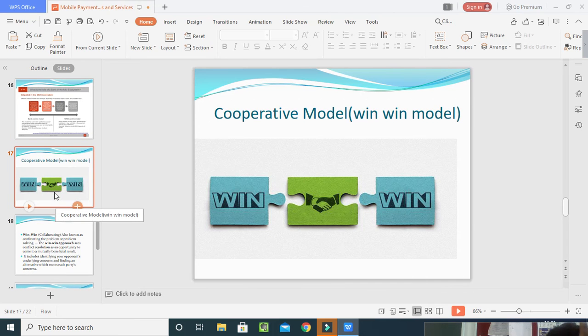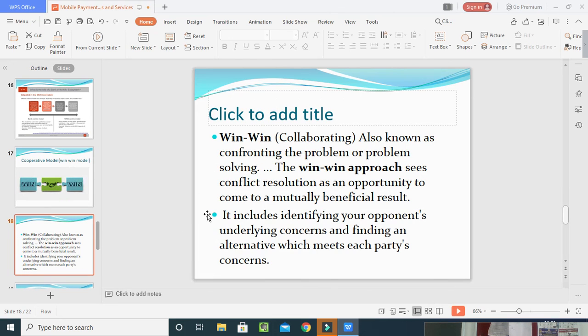Next one, the last one, is the cooperative model. Cooperative model means a win-win situation or win-win model. Win-win means collaborating. The collaborative model is also known as the win-win model. It is about confronting the problem, or problem solving. The win-win approach sees conflict resolution as an opportunity to come to a mutually beneficial result. So what is happening? If any conflicts are arising, they will find an alternative solution to the problem, the conflict should be cut out and a mutually beneficial result should come. In that way, they find the way.